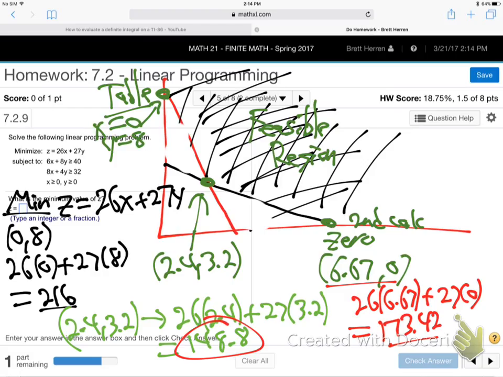That one's the minimum. The 148 is lower than 216 and 173, right? That's the lowest one. That's the winner, so it's the intersection. It's not always going to be the one in the middle, but it has been on these two. So this is the point that's best. There we go.